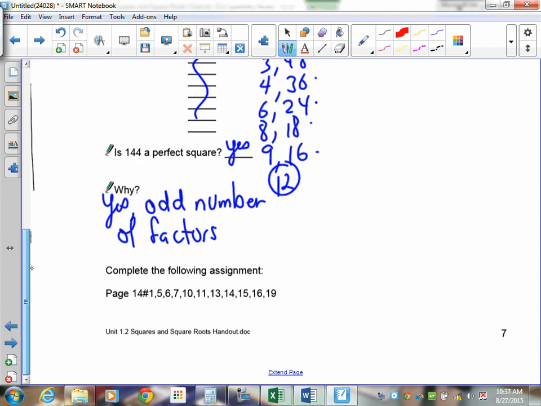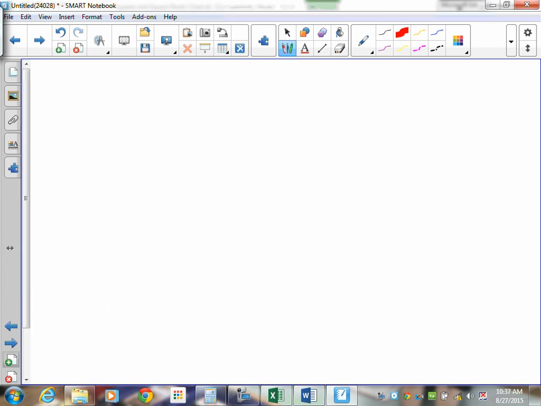Okay, so I'm going to give you a couple of extra questions here. What I want to do is give you the factors of a number, and I want you to tell me if it's a perfect square. Okay, so if you have a number, let's say for example 256, and it has an odd number of factors, is this a perfect square? The answer to that is yes.